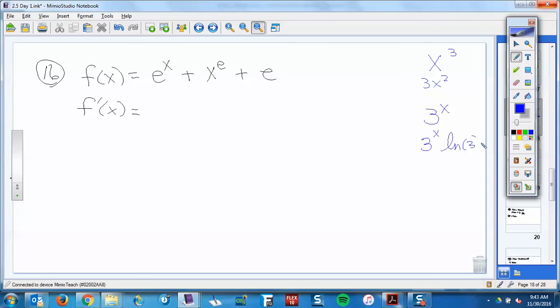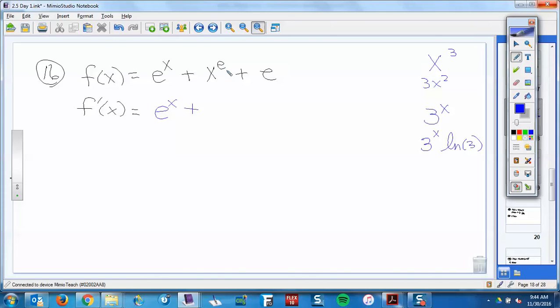They're two totally different functions, and they're two totally different rules. This is a power function. This is an exponential function. They're very different, totally different families of functions, totally different derivative rules. Okay? So, what's the derivative of e to the x? E to the x. What's the derivative of x raised to a number?